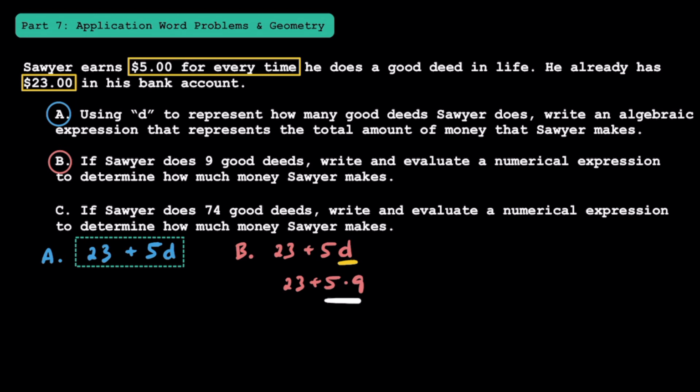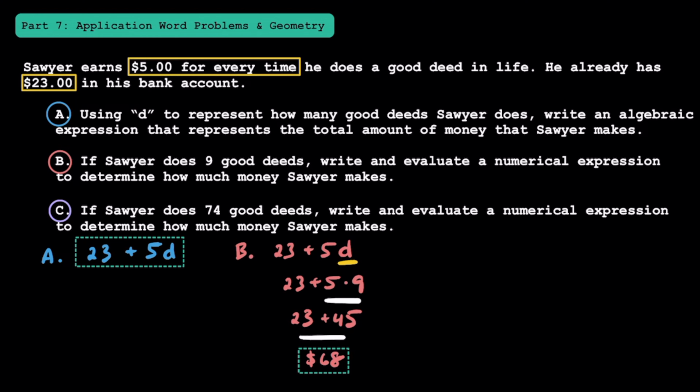Following the order of operations, 5 times 9 is going to be 45, so we have the $23 he already had, plus 45 more dollars that he made. And adding 23 and 45 together, we get a total of $68. If Sawyer does 9 good deeds, he'll have a total of $68. 23 of it he already had from the beginning, and 45 of it is new from doing good things. Let's look at part C now.